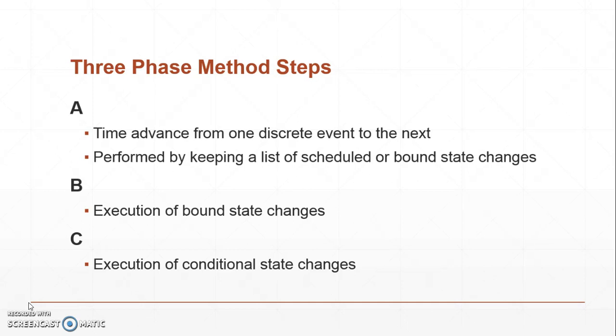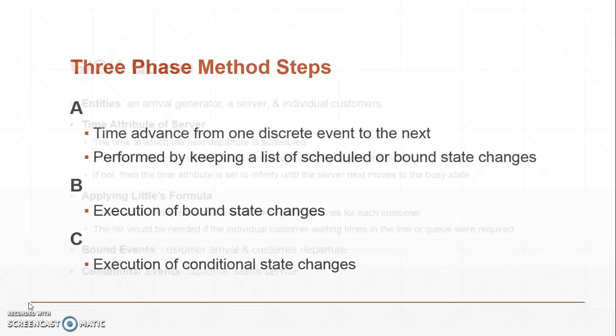Once every conditional state change has been checked and executed if it applies, the program goes through step C again, because as a result of other state changes being made, others might be applicable and might be executed as well. So the program repeats step C until there can be no more state changes. That's where we get the redundancy in the program.